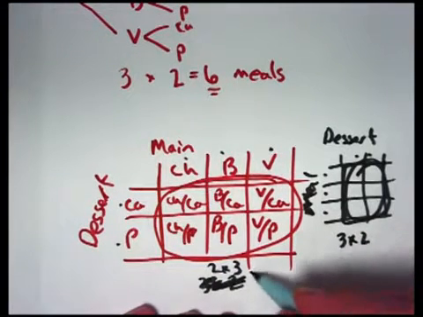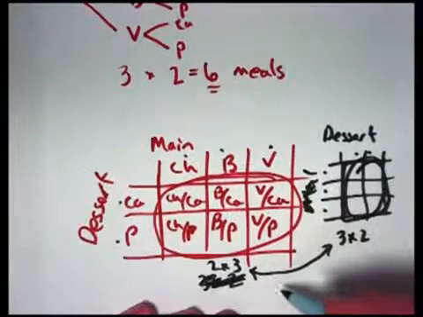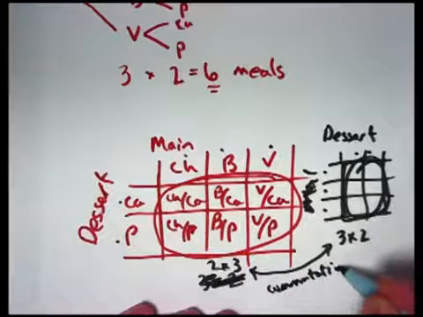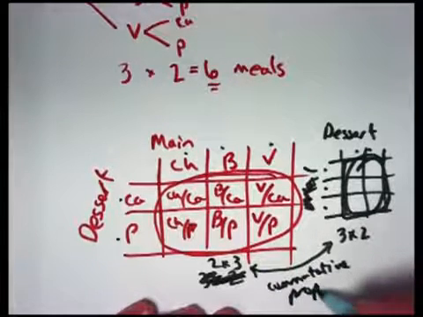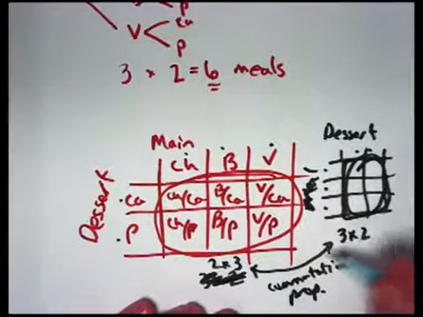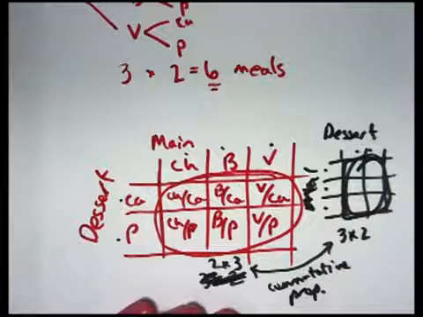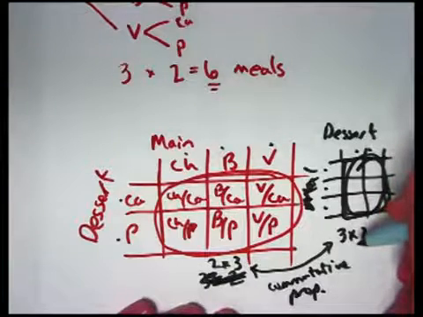This is illustrating that 2 times 3 is equal to 3 times 2. They're both equal to 6. That's called the commutative property of multiplication. And I remember that name because I imagine the 2 and the 3 commuting back and forth to work. They can switch places. That's true. You can multiply in either order.